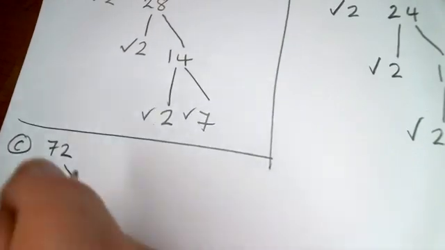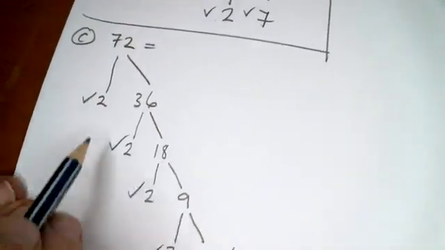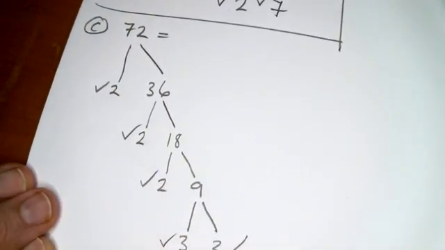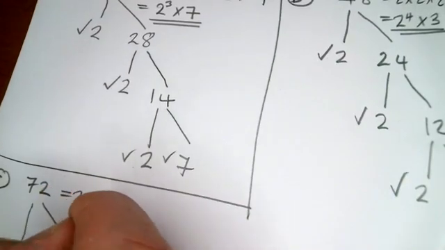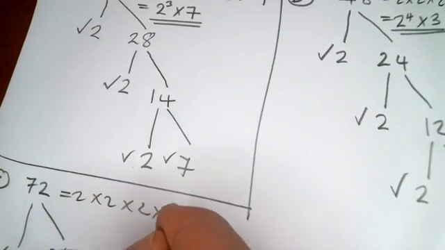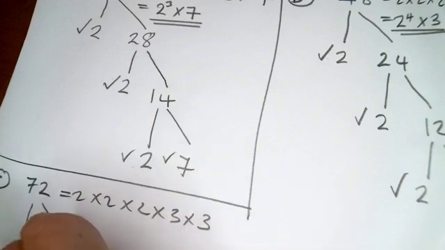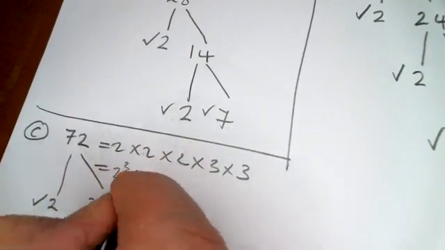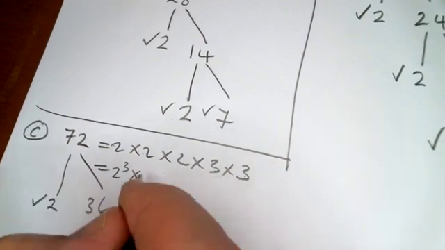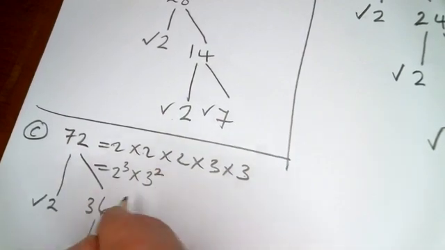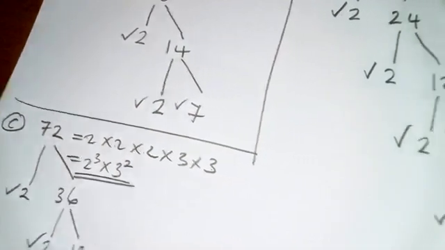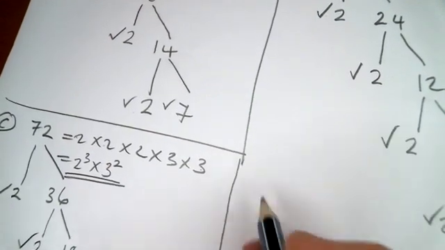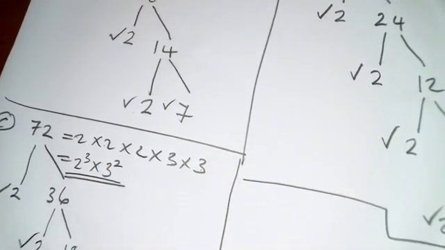So 72 is equal to 2 times 2 times 2 times 3 times 3, which is 2 to the power of 3, times 3 to the power of 2. And there is my solution. All right, let's have a look at the next one. And this one is 80.